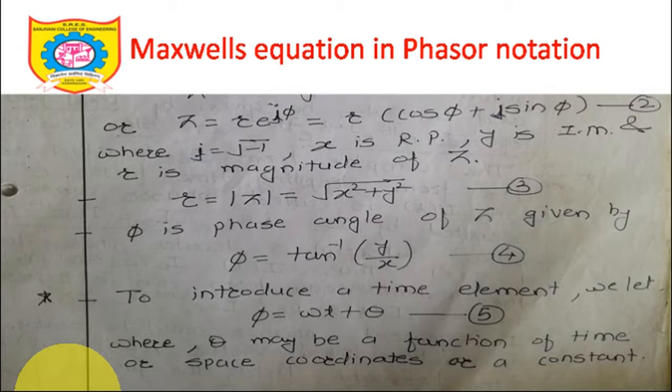So phi equal to omega t plus theta, where theta may be a function of time or space coordinates, or a constant. Okay. So let's replace phi in the above equation by omega t plus theta. Theta may be a function of time or space coordinates, as we already discussed.